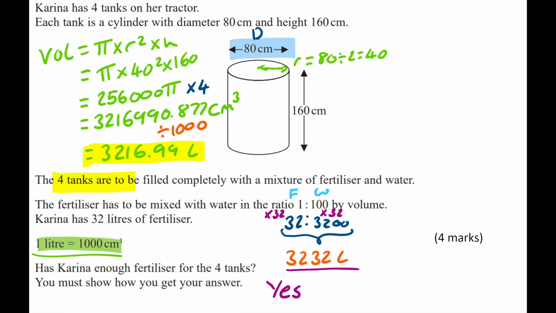So I would put yes, she has enough fertilizer for the 4 tanks. And the reason being, 3216.99, that is then less than the fertilizer when it's mixed with the water, which is then 3232. So your answer for this is then yes.